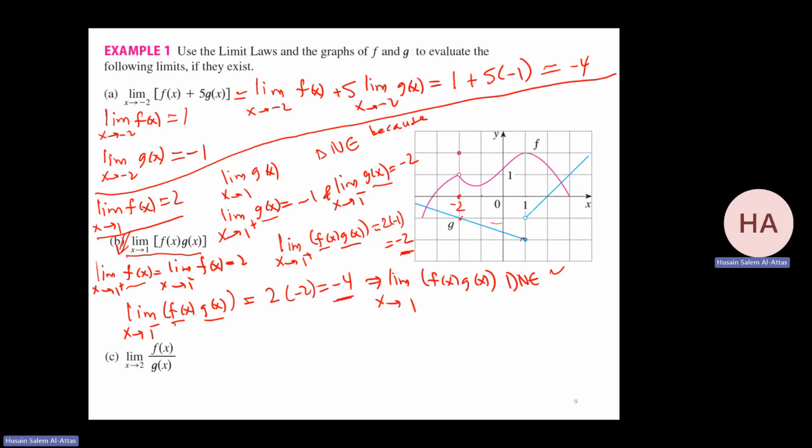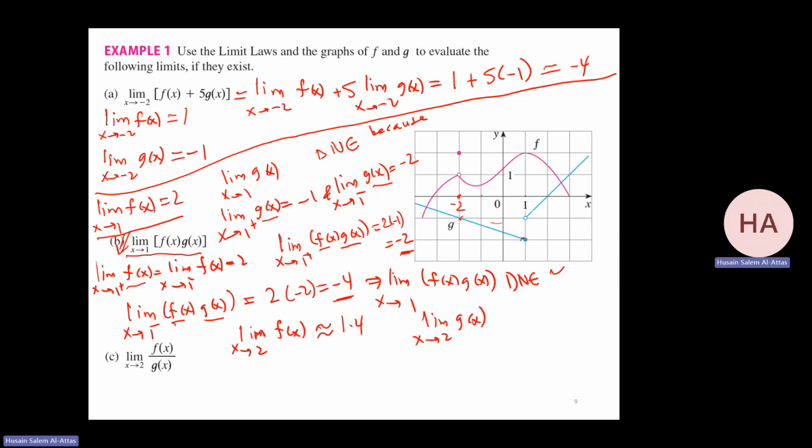Now let me do this one. Limit as x goes to 2 of f of x. What will happen? x goes to 2. This is 1, this is 2, so it will be somewhere between 1 and 2. Let me say approximately 1.4. Who cares? Now the limit as x goes to 2 of g of x.